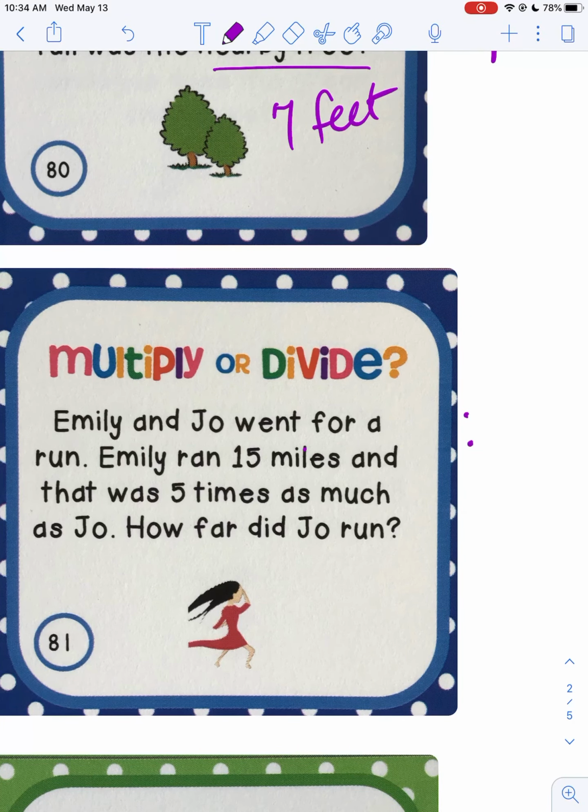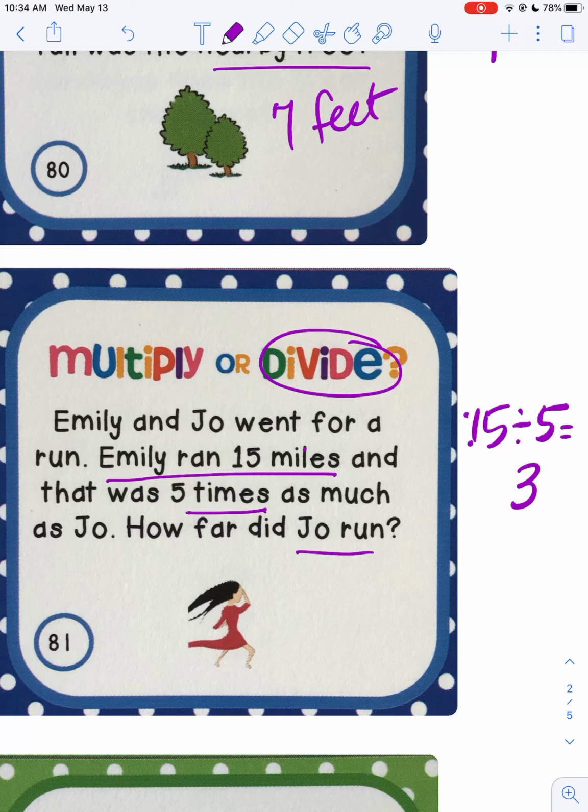Emily and Joe went for a run. Emily ran 15 miles. That was 5 times as much as Joe. How far did Joe run? Well, what do I know? What am I starting with? Emily ran 15 miles, 5 times what Joe ran. That means Joe did not run as far, so it would be a smaller number. To get a smaller number, again, I would divide. 15 divided by 5 equals 3, because 5, 10, 15. So Joe ran 3 miles. 3 times 5 would be 15.